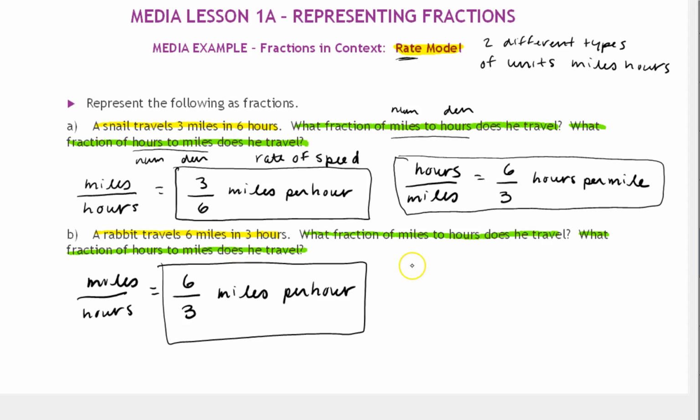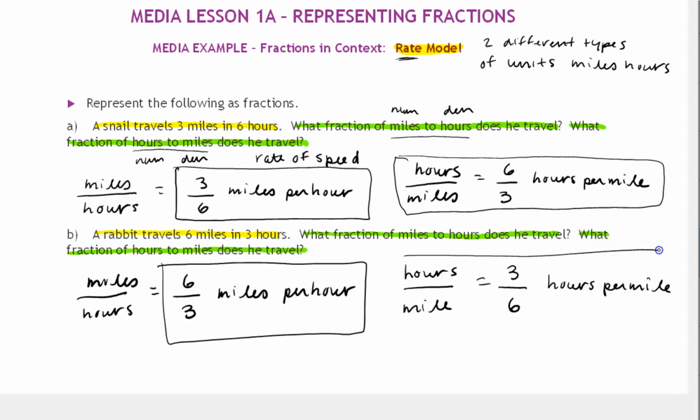Okay, so again, changing the order of these numbers really makes a difference. And if we want to think of it as hours per mile, it would take the rabbit 3 hours to go 6 miles. So there's the 3 hours, 6 miles. So 3/6 hours per mile. Okay, so if we simplify this, it would take the rabbit 1/2 of an hour to go a mile, whereas it took the snail 2 hours to go a single mile.